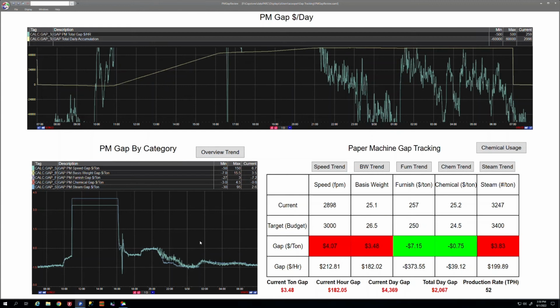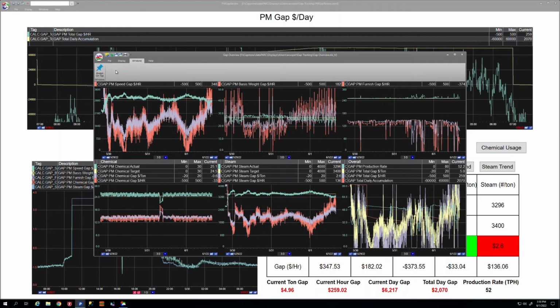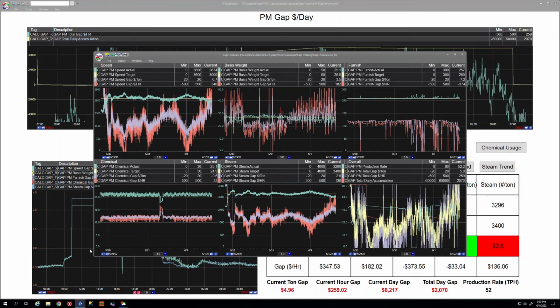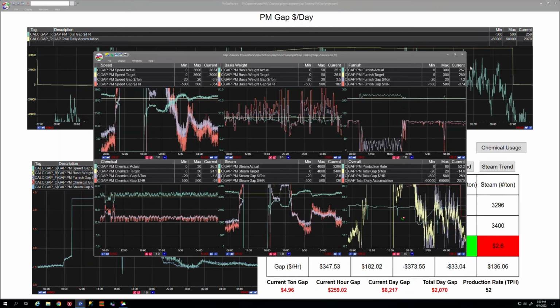Now, if we want to look at this more in depth, we can take a look at an overview trend. I can go ahead and launch that here with this button. And then what you'll notice is that for each of the inputs and then the overall in the bottom right, we can see the actual, target, and then gap by dollars per ton and dollars per hour, similar to the information we have in the chart in the bottom right. I'm going to turn on always on top real quick, and then I'm going to do that same thing and drag the time span into this trend and then synchronize that with all my other trends.